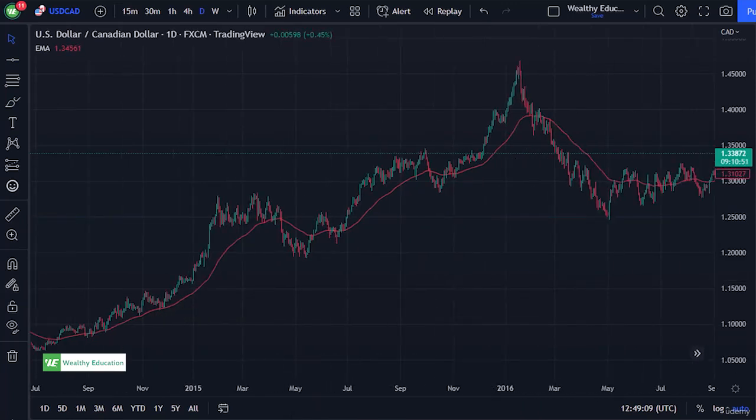Pretty straightforward pattern. If you understand the pennant, you understand the flag. It's just a different type of consolidation at the end of the stick, as it were.